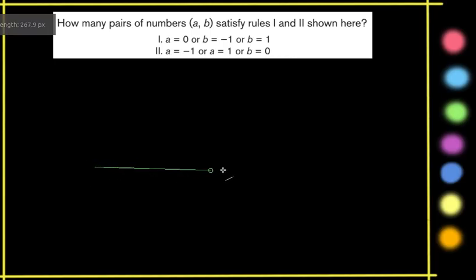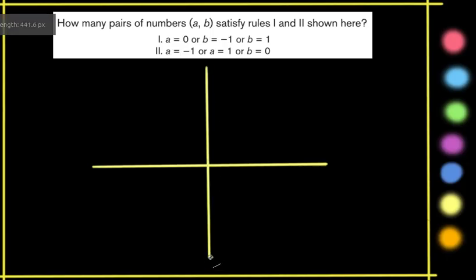So this is my A axis. Let me make that a little darker. And then I'll have a B axis here, right? So just to make that clear, we'll say this is A and this is B. Okay, so A equals 0 would be what? Well, A equals 0 would be the line going through A equals 0, right? So it would be a vertical line right here on the B axis here.